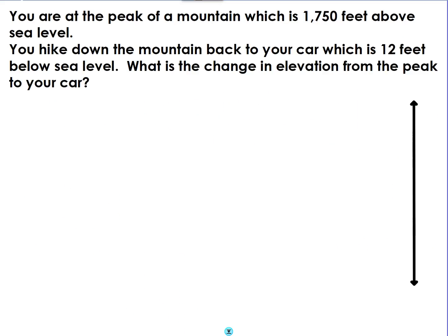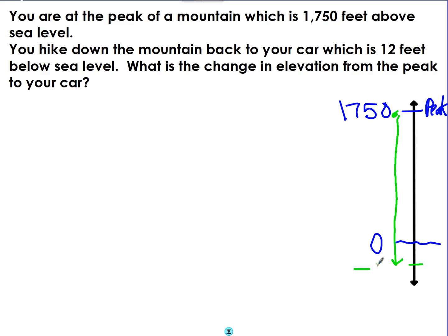Okay. Next problem. You are at the peak of a mountain, which is, so let's do sea level again, 0. The peak of the mountain is 1,750, so we'll call that peak, above sea level. You hike down the mountain back to your car. So from the peak, I go down the mountain, which is 12 feet below sea level.